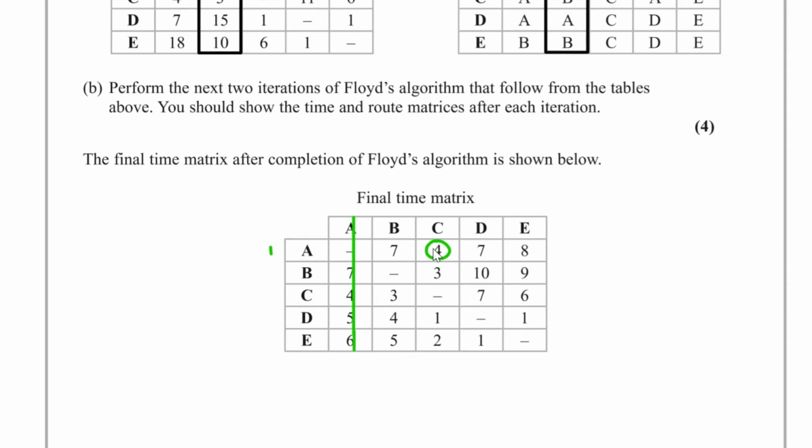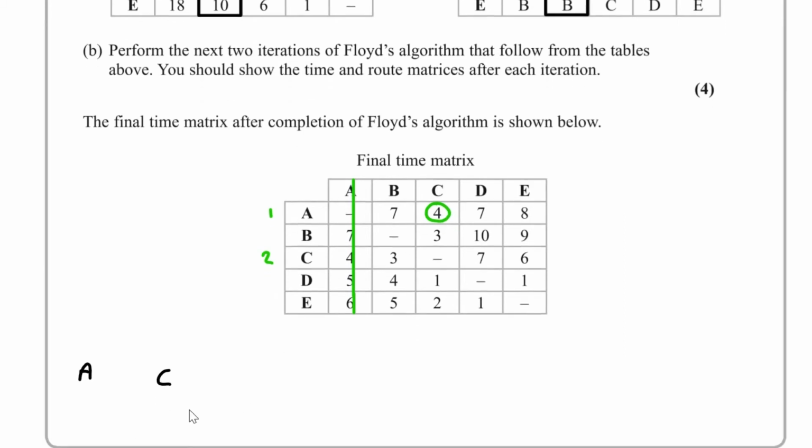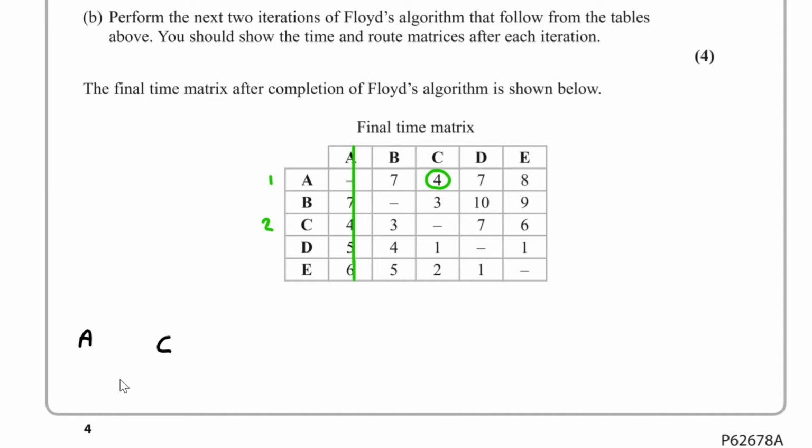So now you can see C is the next vertex. So what we have done so far is gone from A to C. That has a weight of 4. So we're at C. We read across for the smallest one. You'd find that to be B.